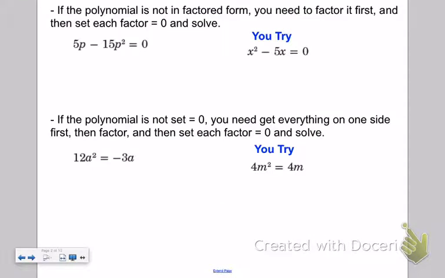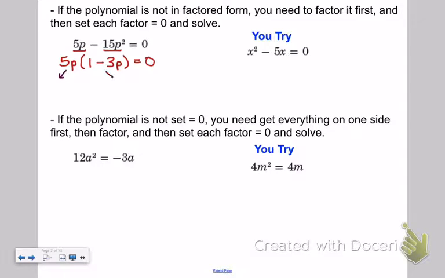For this next example, we don't always have the polynomial in factored form. So this is where you take what you did in topic 1, and then apply what we just did on the last slide. If we look at 5p and negative 15p squared, I can see that both of those I can take out a 5 and I can take out one of the p's. So 5p times what is 5p? 1. 5 times what is negative 15? Negative 3. And p times what is p squared? p.